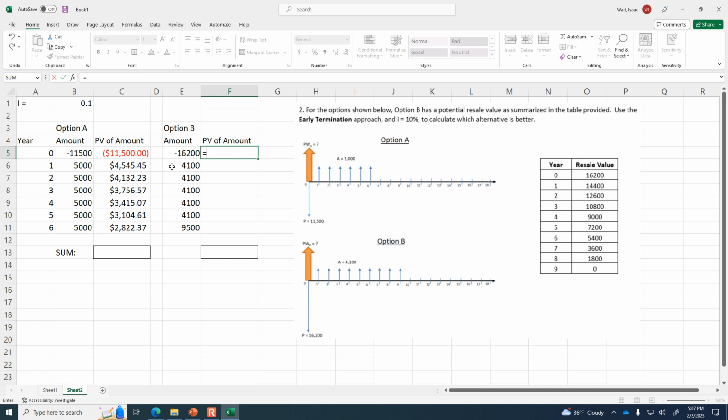Okay, then why are we not finding the option B till the 9 years then? Because we have to compare it with the 6 years in the option A? That's right. To compare option B and A together, they have to be over the same number of years. This time I'm going to anchor the reference.